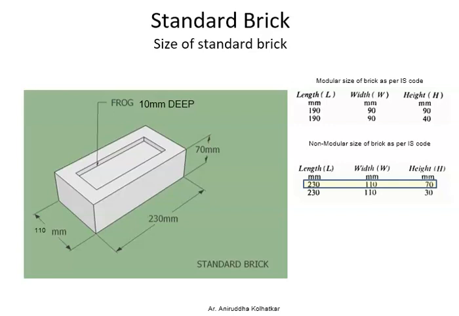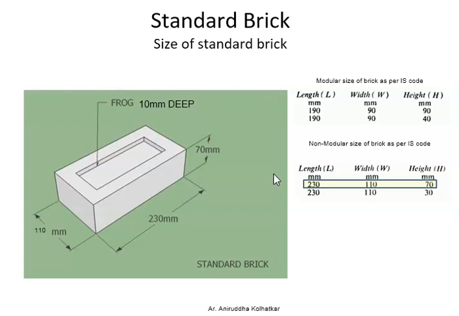So the first sketch which is showing you here is a standard size of brick which is used on a day-to-day basis. The size of this brick is 230 millimeters by 110 millimeters by 70 millimeters. It also has a depression at the top which is called a frog, which is 10 millimeters deep. We'll learn more about the purpose of this frog later on.